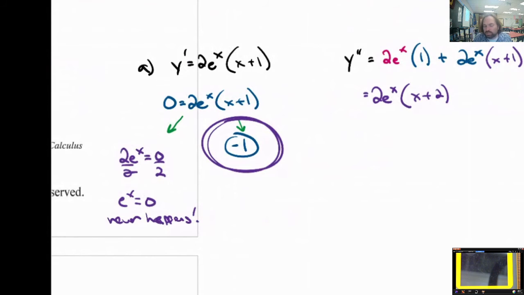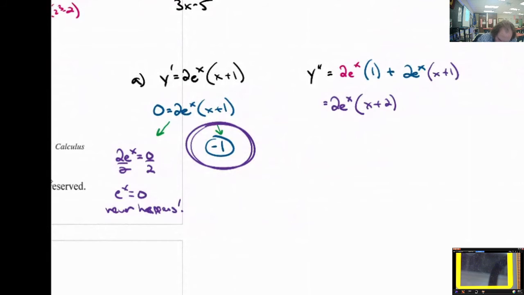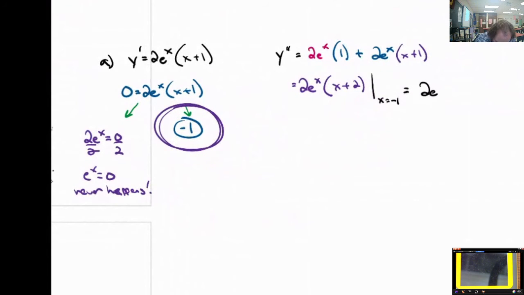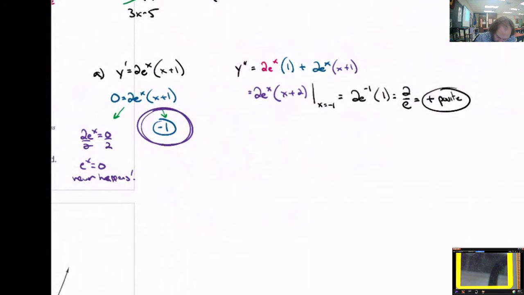Well, what we could do is plug negative 1 into our second derivative and see what we get. What is y double prime when x is equal to negative 1? Because if it's negative or positive, that'll tell us the concavity of the function. This will be 2 times e to the negative first power times negative 1 plus 2. This is 2 over e, which is very positive. And because it's positive, what I know is that this is concave up.